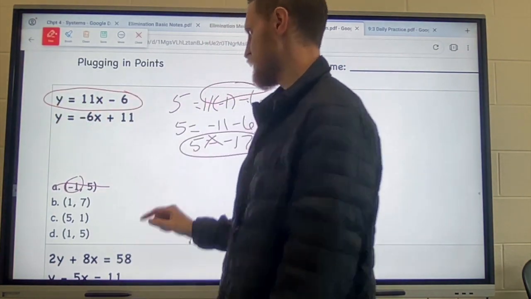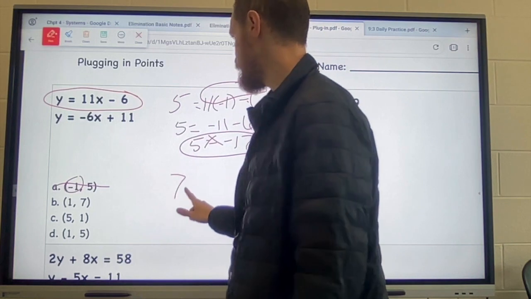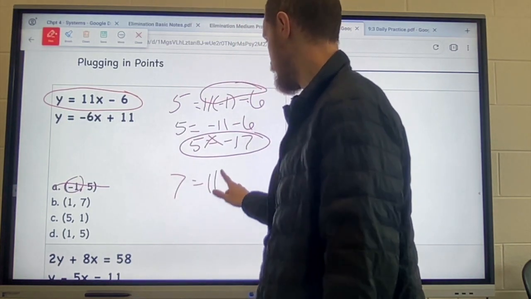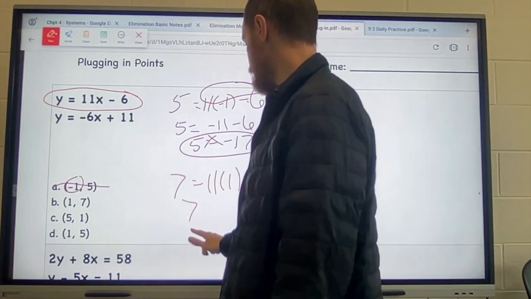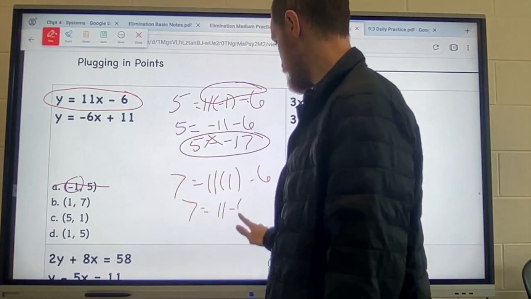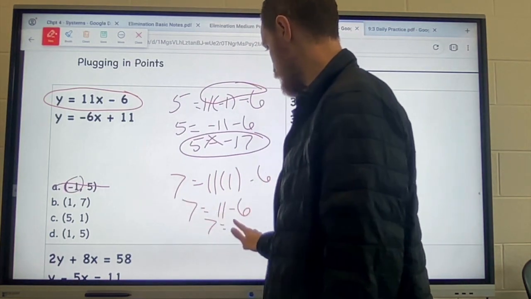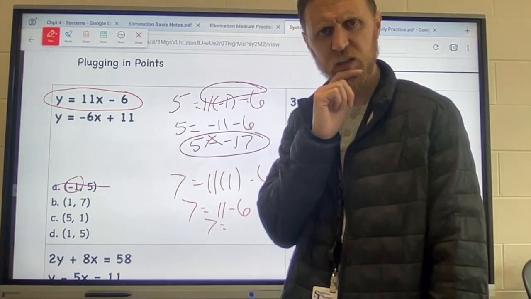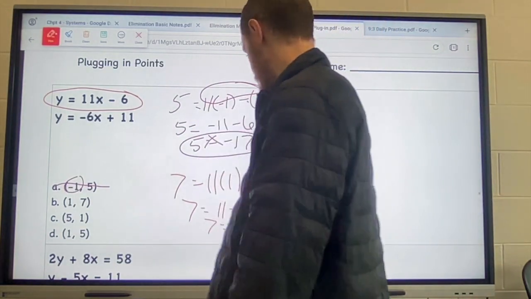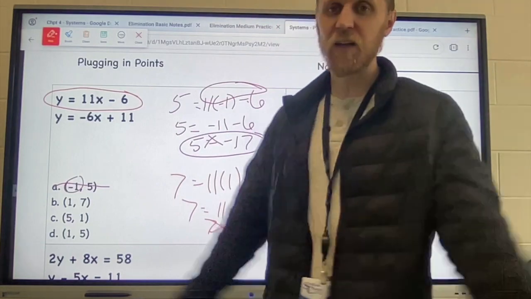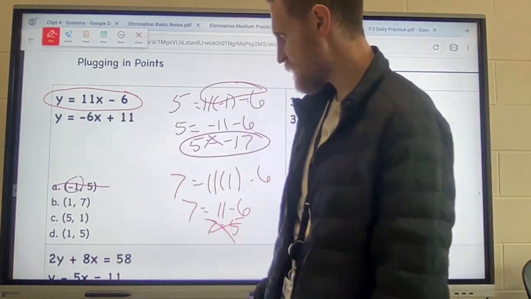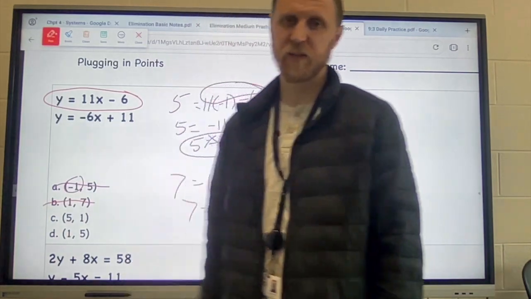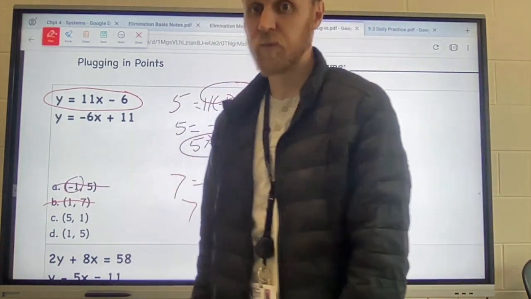Why not? So the y value is 7 times the x value, which is 1, minus 6. If I do this, 7 equals 11 minus 6. 7 equals, what is 11 minus 6? 5. That's not working either. That's no good. So that one doesn't work. So we can cross that one off of our list. Then we go to the next one.